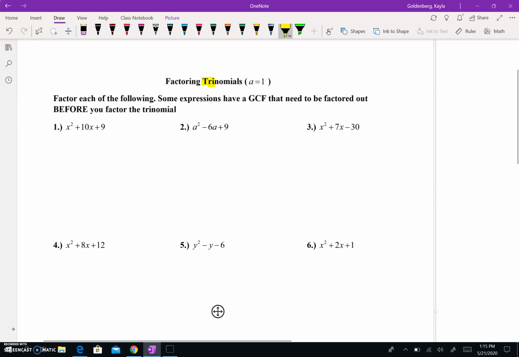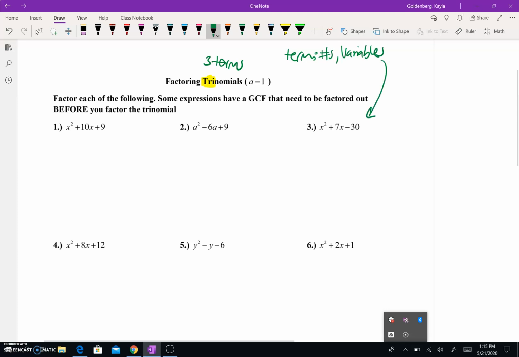And thinking about your prefix, tri means 3. You'll notice each of our factoring problems has 3 terms. And a term is really just, it has numbers, it has variables, right? It can be a mixture of both of them. So terms can be just plain numbers like 39, as well as 7x, x squared. They're separated by adding and subtracting, right? Addition and subtraction signs.